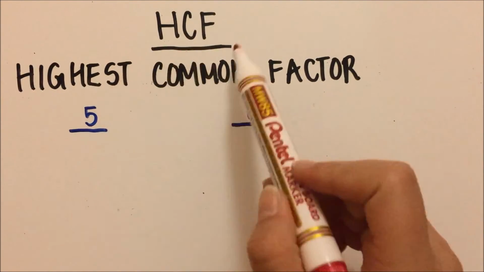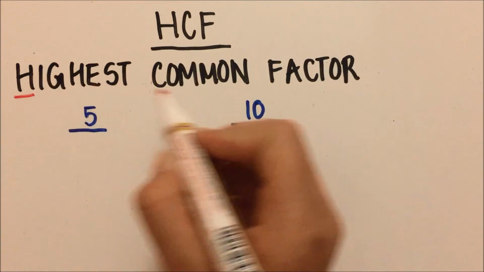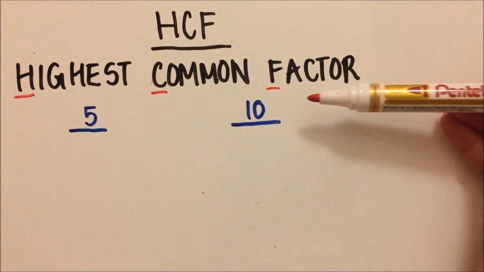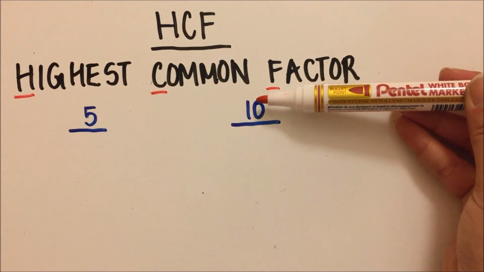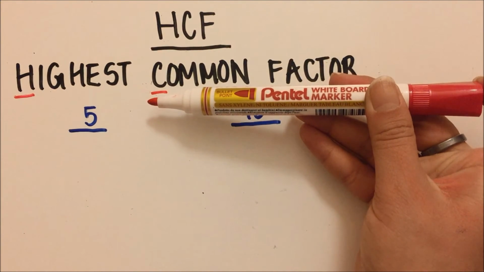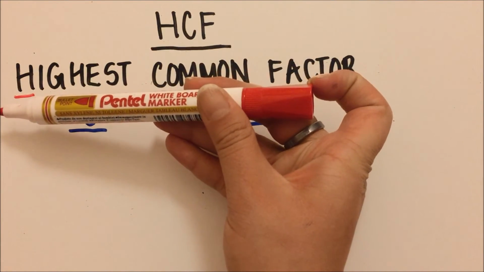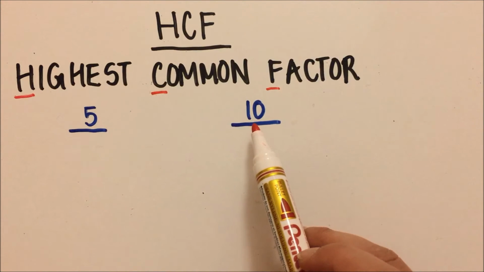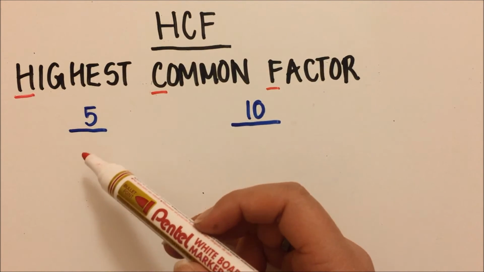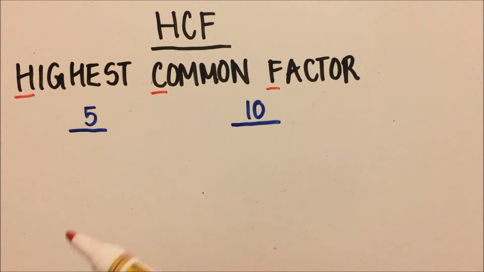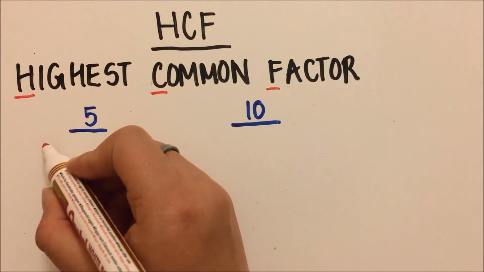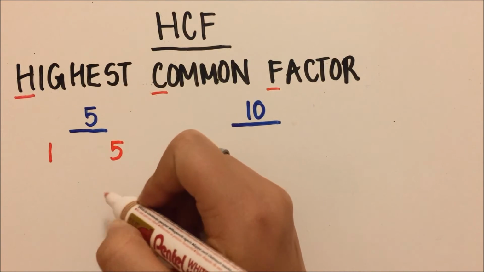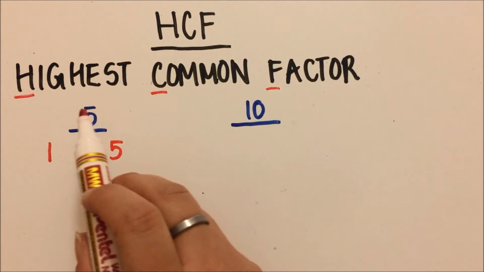Let's take a look at HCF now. So it stands for highest common factor. With this one as well, I like to work backwards. So find all the factors first, find the common ones, and it's the highest one that's your answer. So in this case, it's 5 that we're looking at and 10. So first of all, write down the list of all the factors. So it would be 1 and 5 itself, because 1 times 5 gives you 5.